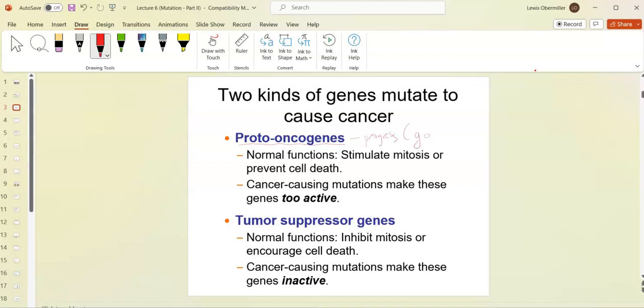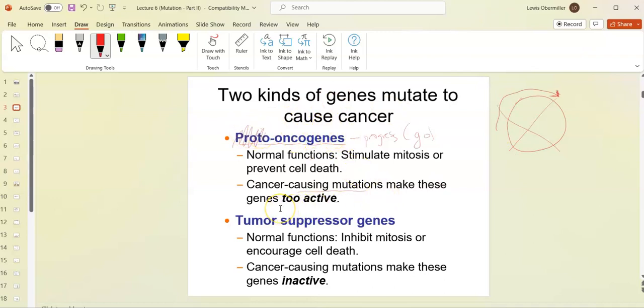So I kind of think of them as go genes, right? When we have the cell cycle here, their job is to make sure that the cell undergoes cell division. So it turns on the cell cycle or keeps it going. It's a green light gene. And so mutations in this that cause it to become an oncogene, so we don't call it proto-oncogene anymore. It's no longer a proto-oncogene, it's simply an oncogene.